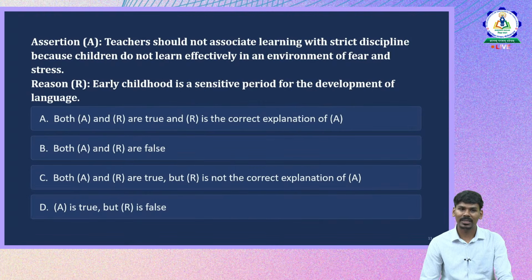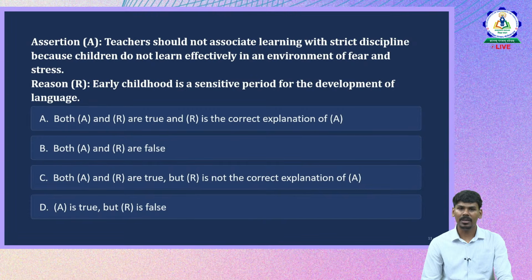So let us go to an assertion and reasoning question. Assertion A: Teachers should not associate learning with strict discipline because children do not learn effectively in an environment of fear and stress. So the assertion says that teachers should not associate learning with strict discipline.